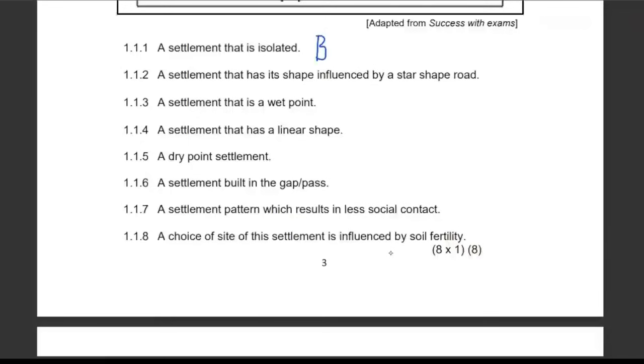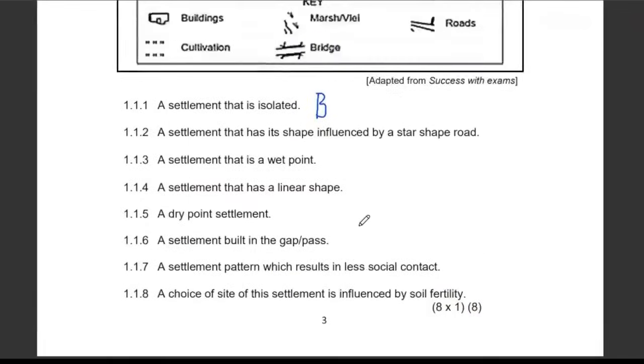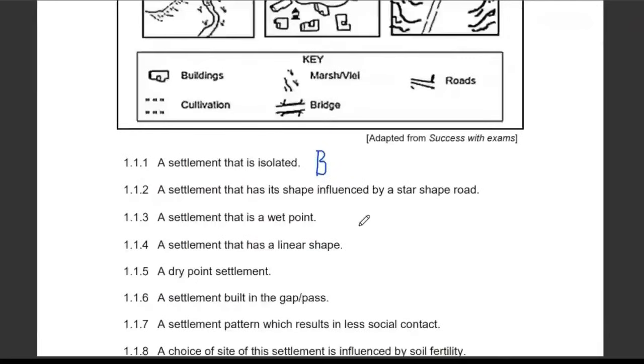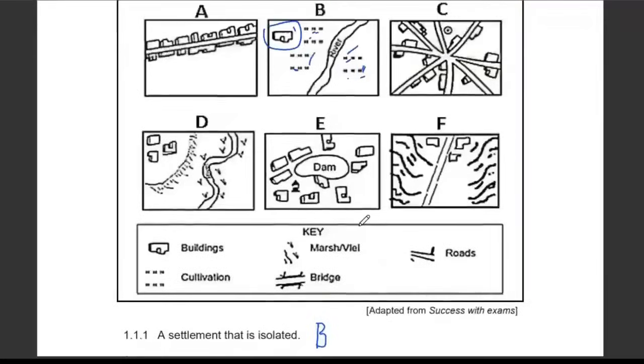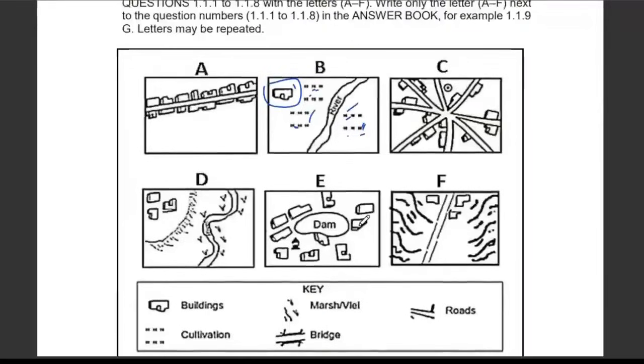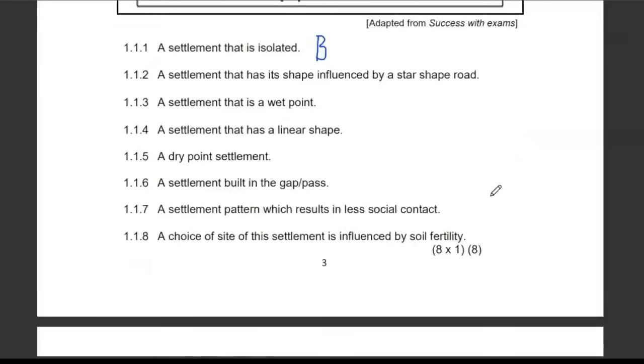Right, we move on to the next question. A settlement that has its shape influenced by a star shape. A star shape is a stellar settlement. So if we try to look at these settlements, we find that this is a star. You can see how these roads are intersecting with one another. They give us the shape of a star. You can see this intersection here. And the buildings are located in such a way that they are influenced by the star shape of that particular settlement. So the correct response for that one is C.